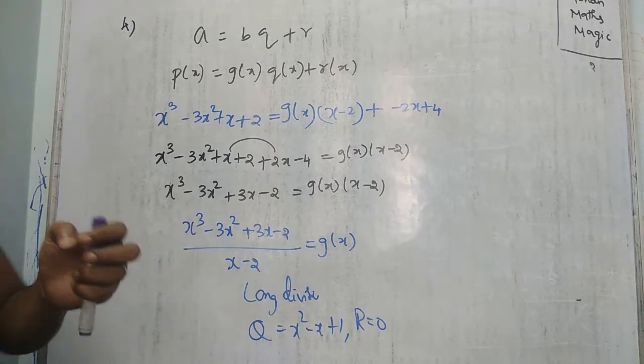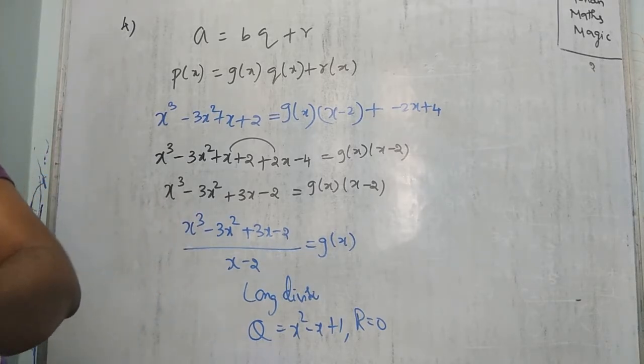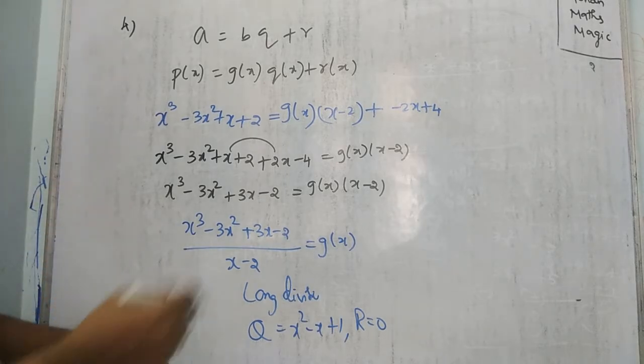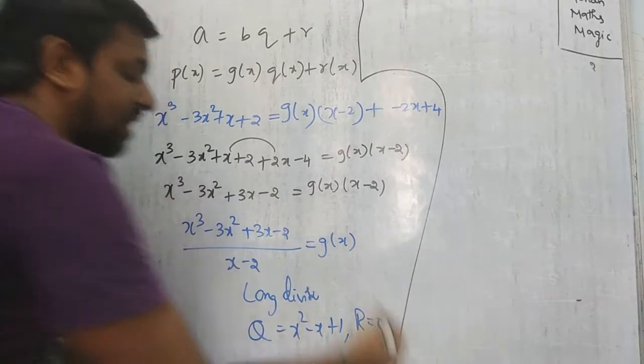Fifth Roman: examples for the polynomials p of x, g of x, r of x. For the fifth Roman they gave, you have to write your own examples.